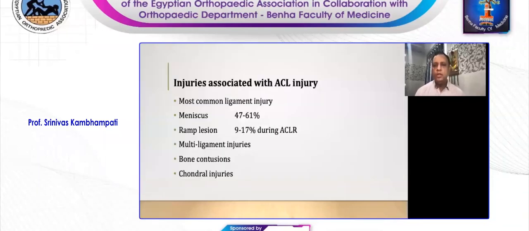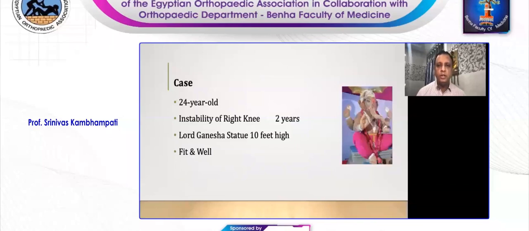ACL is the most commonly injured ligament in the knee joint, and it is associated with meniscal injuries in 47 to 61% of the cases, and a ramp lesion in 9 to 17% of the cases seen during ACL reconstructions. Other ligaments may be injured. There may be bone and chondral injuries associated along with this injury.